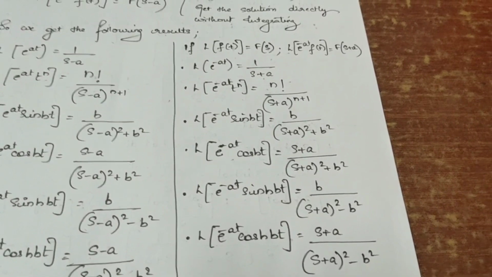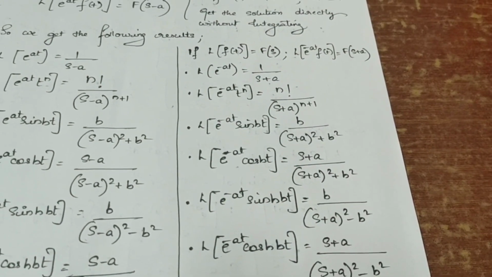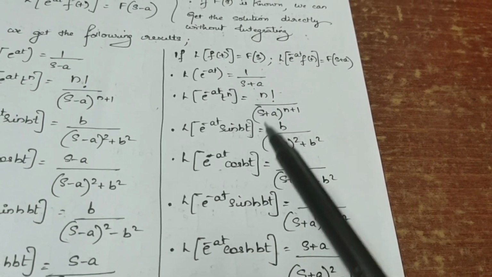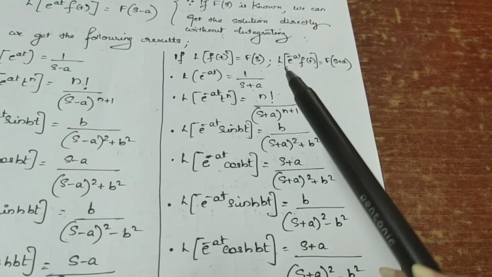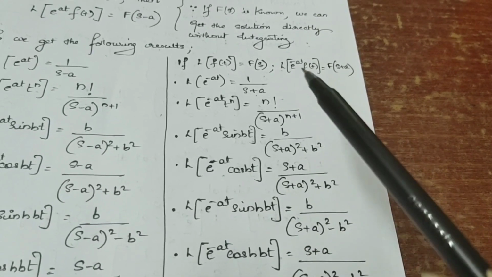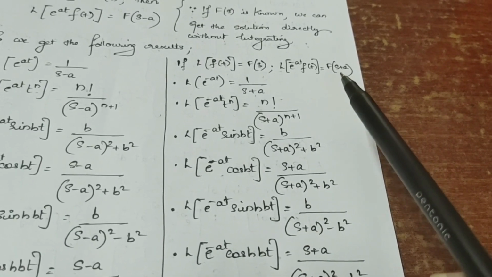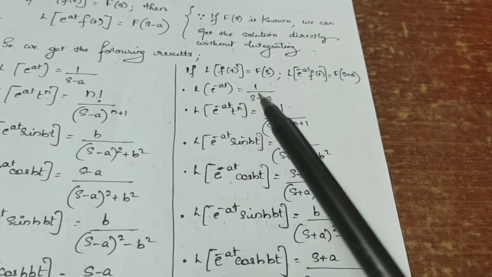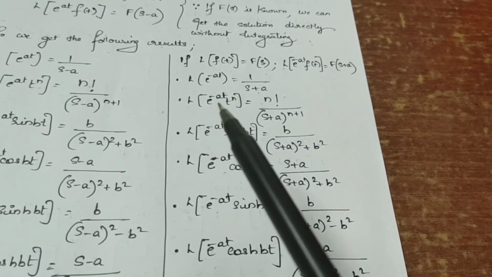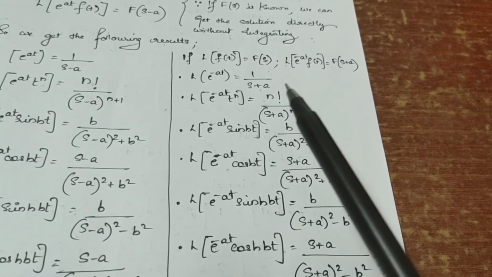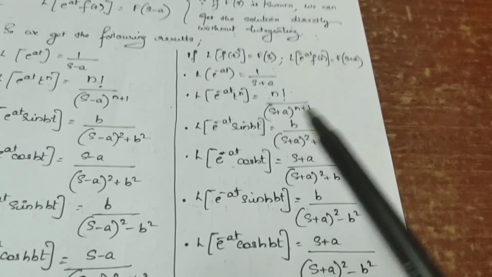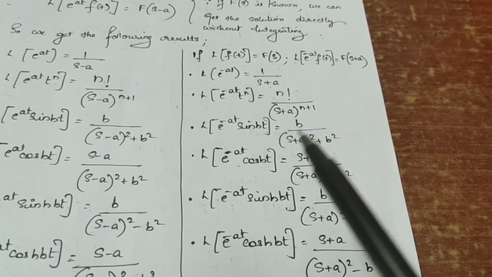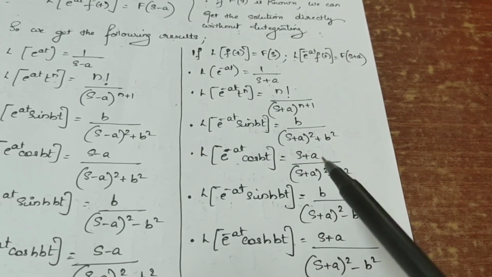Now if we have e raised to minus at in the place of e raised to at, what we can do is that we can put s plus a in the place of s. That is, if Laplace of e raised to minus at f of t is to be found out, then we just have to put s plus a in the place of s. So we know Laplace of e raised to minus at equal to 1 by s plus a. So Laplace of e raised to minus at t raised to n is n factorial by s plus a raised to n plus 1. Similarly, Laplace of e raised to minus at sin bt equal to b by s plus a the whole square plus b square.